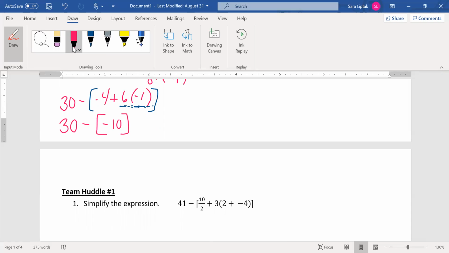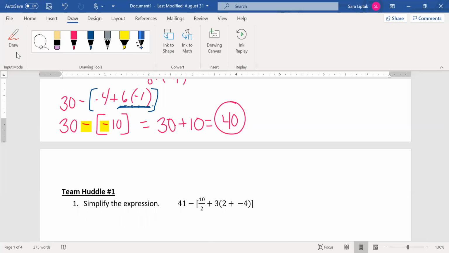So if we keep going, I see a minus sign right up next to a negative sign. So put your hands out like we do in class. 2 negatives or a minus right up next to a negative sign cancel each other and make a what? A positive. So this is going to equal 30 plus 10, which is going to give us a sum of 40. And I apologize, my stylus isn't working very well. It's a little bit spotty sometimes.